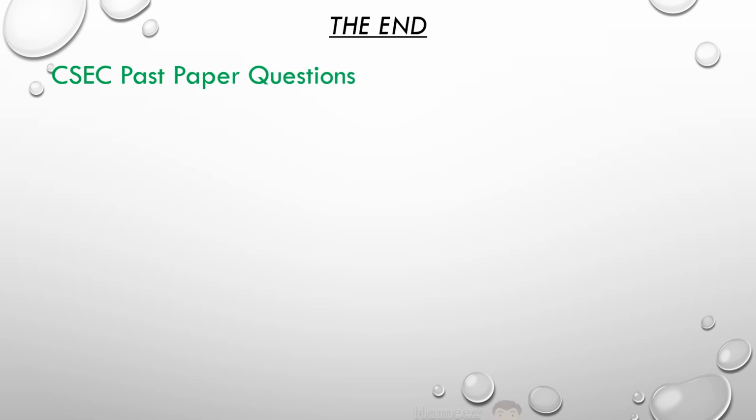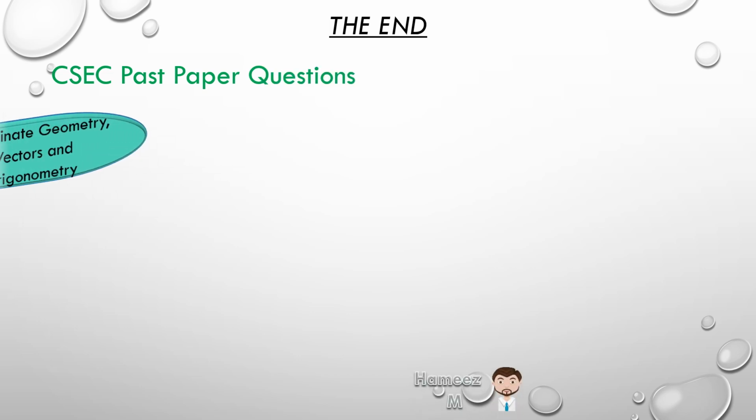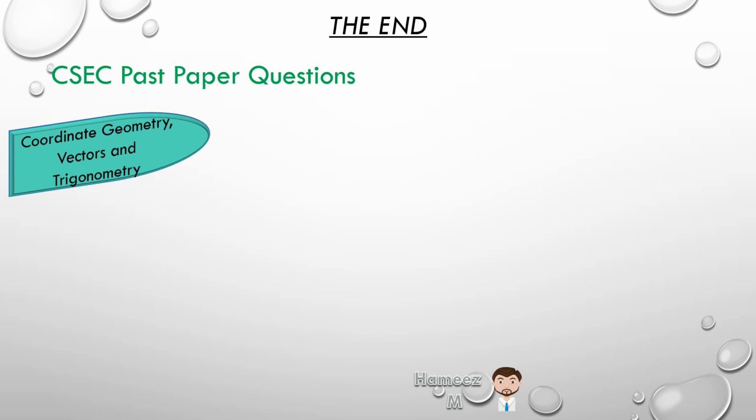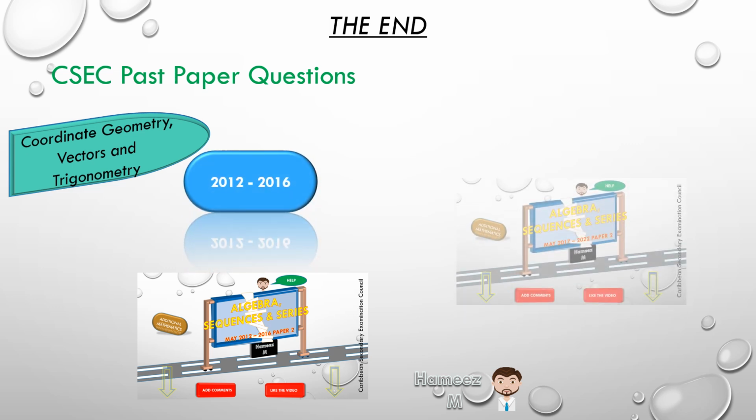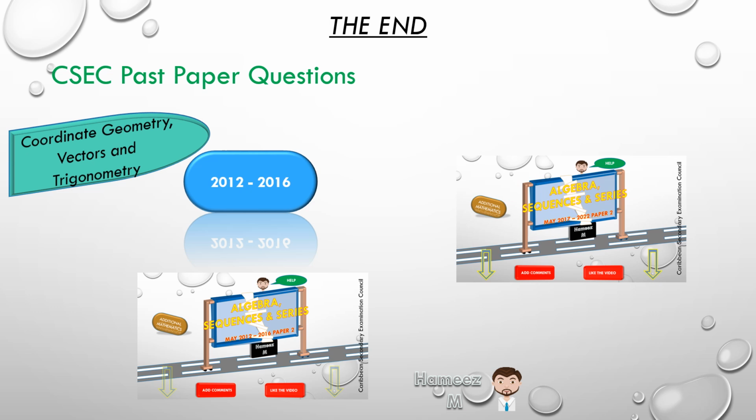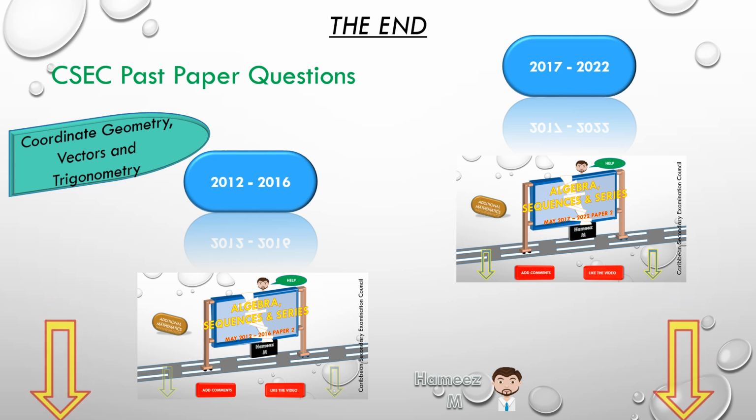We have now come to the end of CSEC past paper questions in the topic of coordinate geometry, vectors, and trigonometry. In our first video in this series, we looked at past paper questions from the beginning of this syllabus when CSEC Add Maths was started from 2012 until 2016. And in this second video, we looked at the next 5 years of paper 2s from 2017 until 2022. Don't forget to look at the description down below where we have outlined the order to follow the entire CSEC Maths syllabus so that you can get a better understanding.